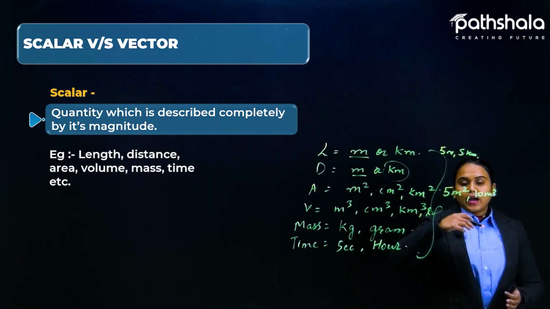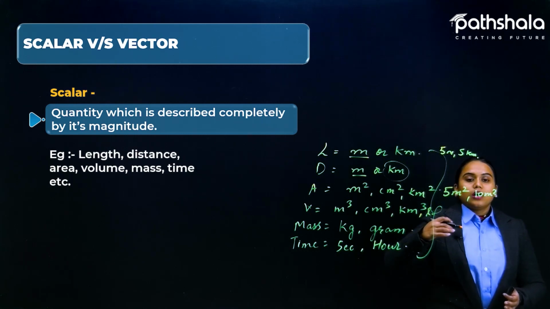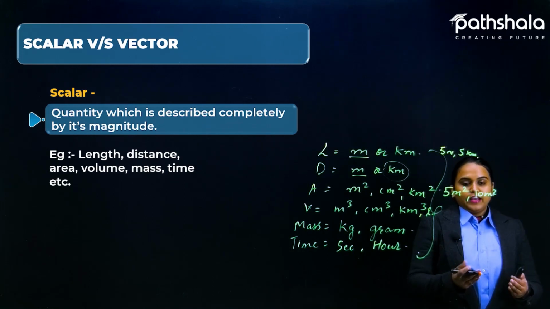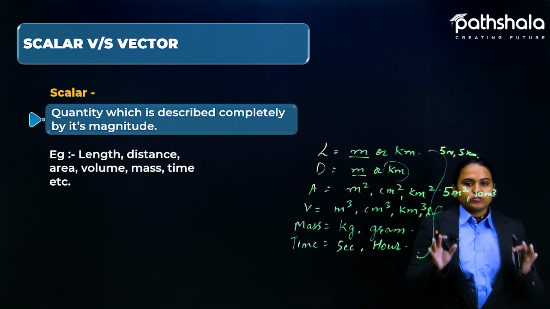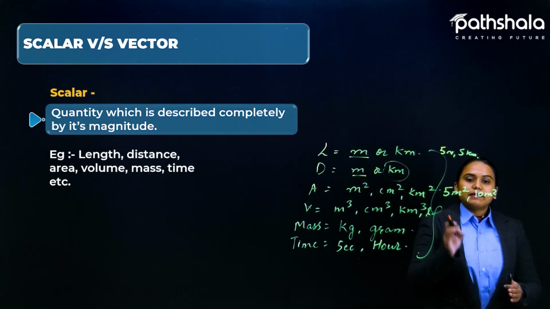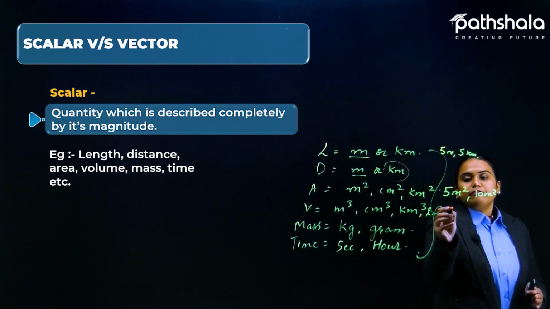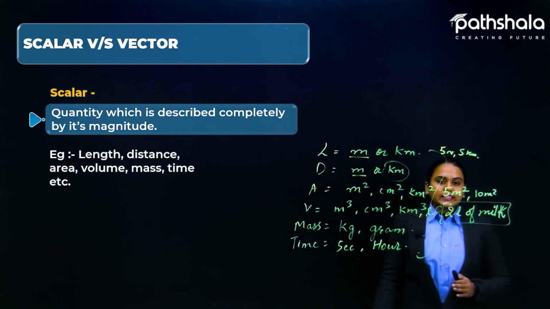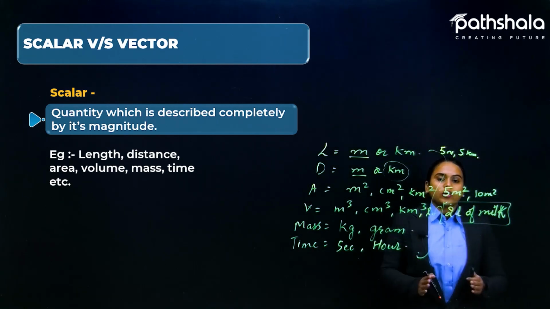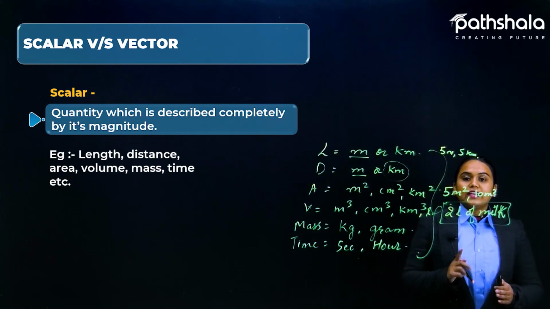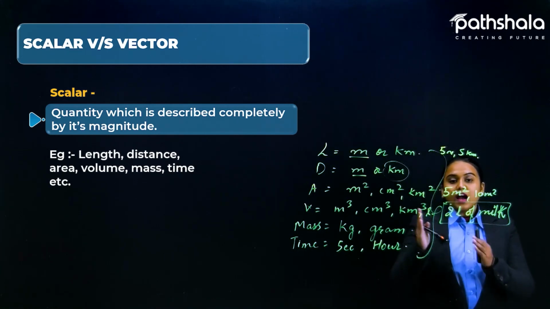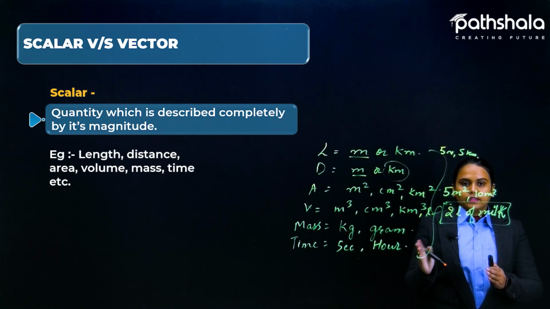Let's suppose you are going to buy milk at a grocery store. You will not say, "Please bhaiya, give me 1 liter of milk in north direction." You are not supposed to speak like this. It is simply a magnitude, 5 liter or 2 liter of milk, that's it. So here no direction is included, we are only talking about magnitude. These kinds of quantities are known as scalar quantities.